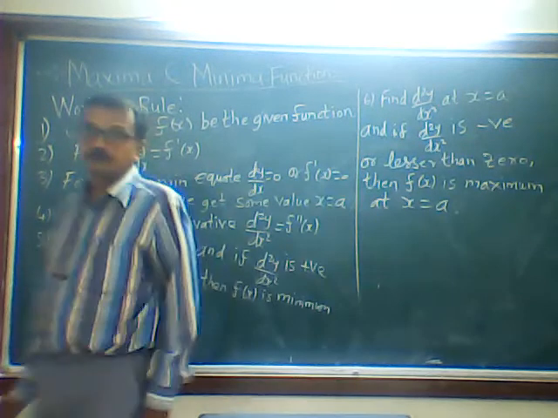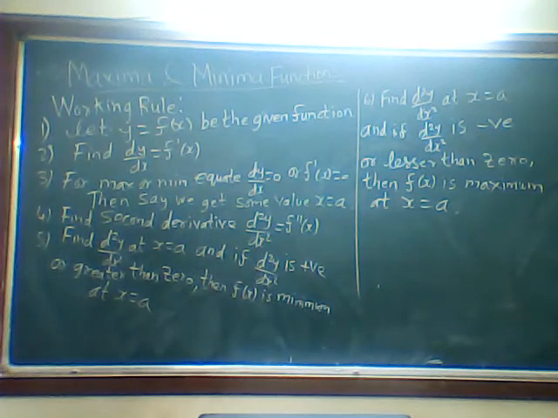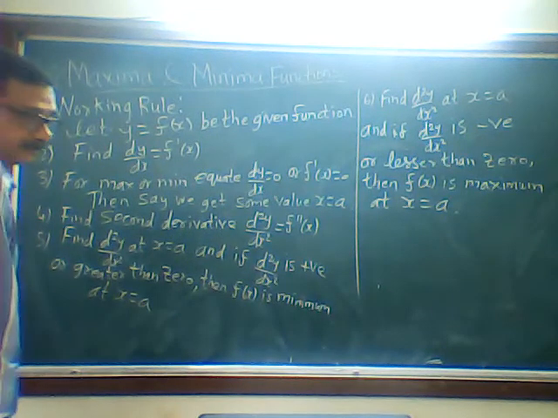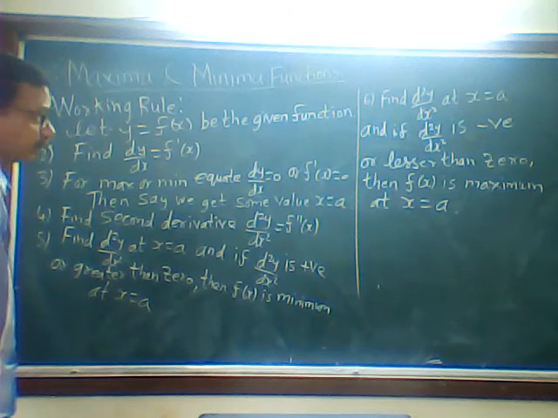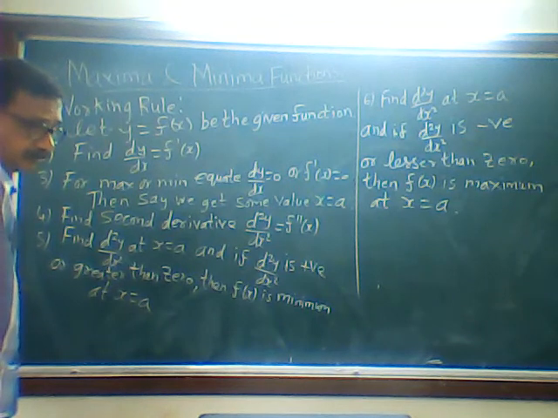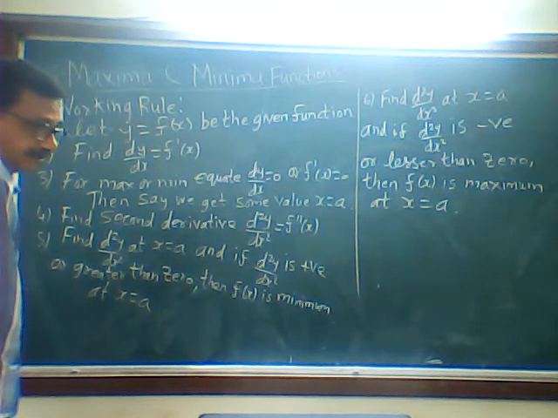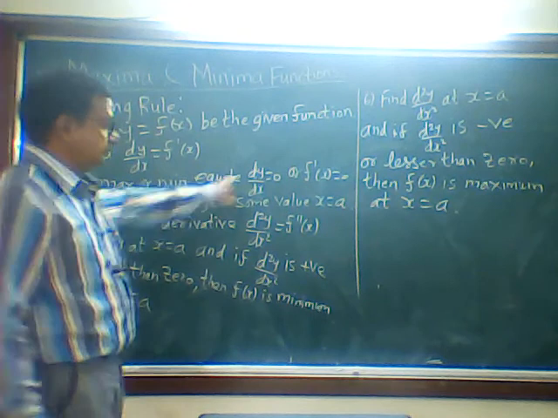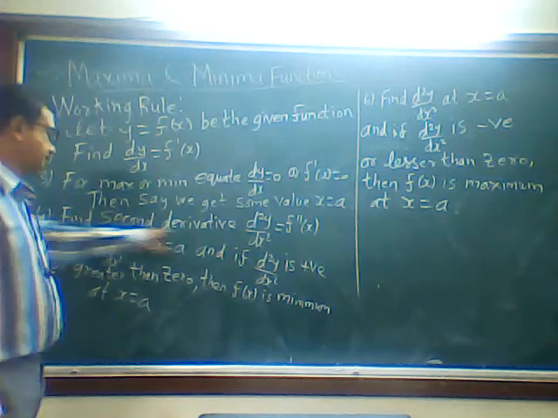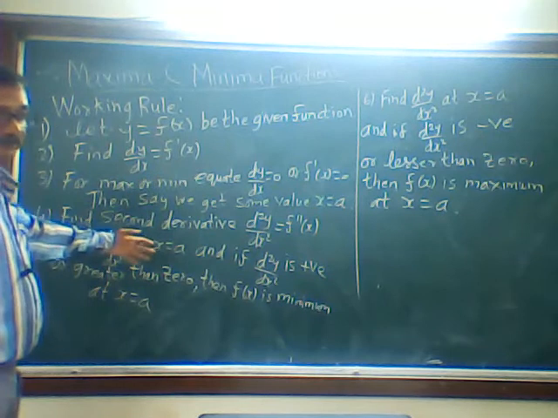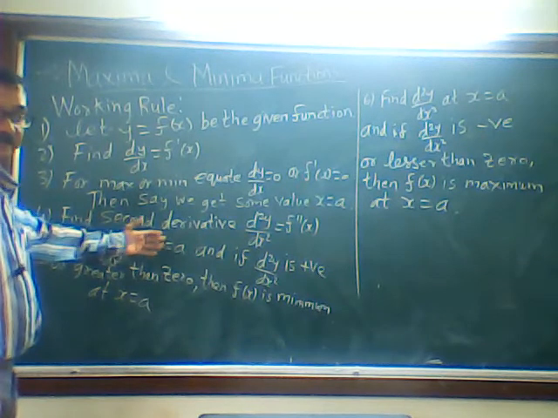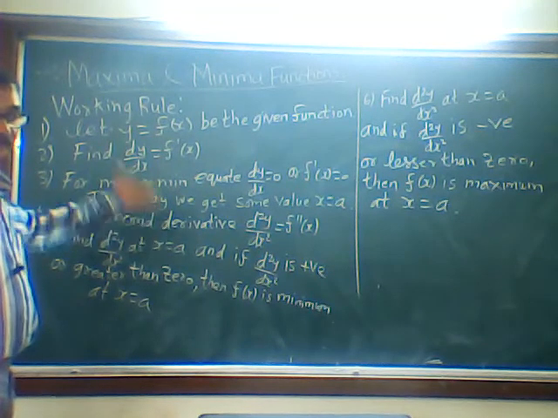Got it? So these are the steps in finding maxima and minima of a function. It is very easy. Whatever function they give you, you say let y is equal to that function. Then find dy by dx. To know whether it is maximum or minimum, you equate dy by dx is equal to 0. Then you get some value of x, say that is a. Next you find the second derivative. After finding the second derivative, you put that x value in it.